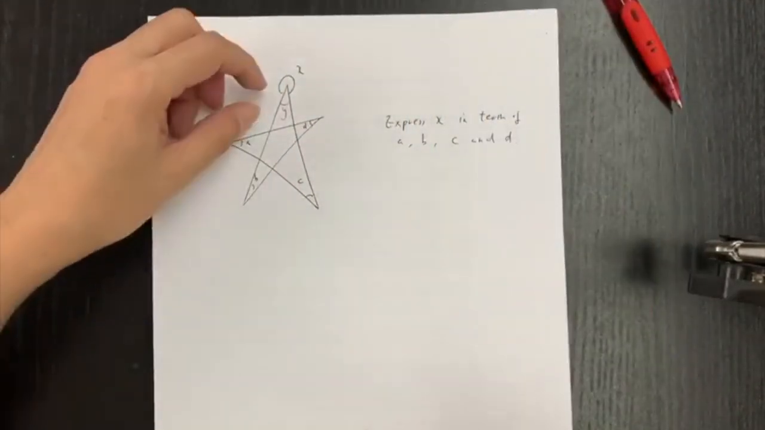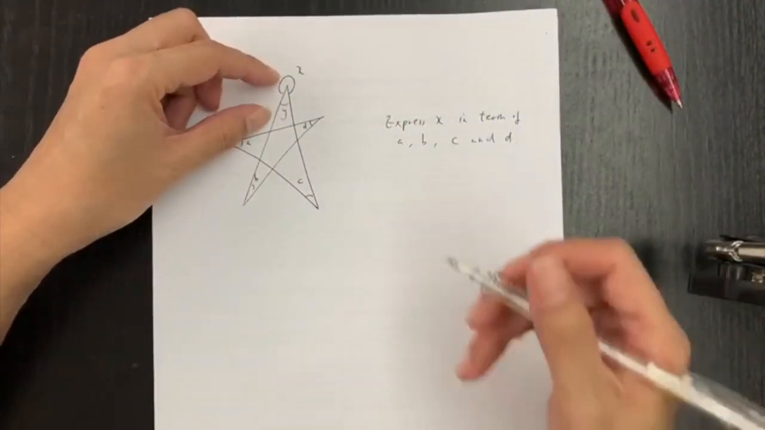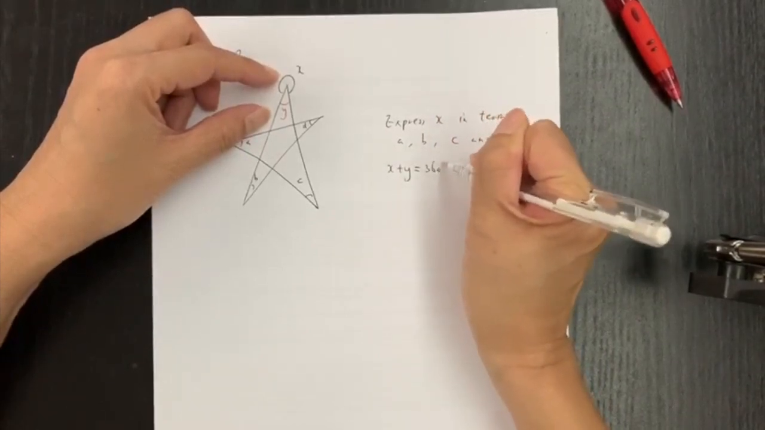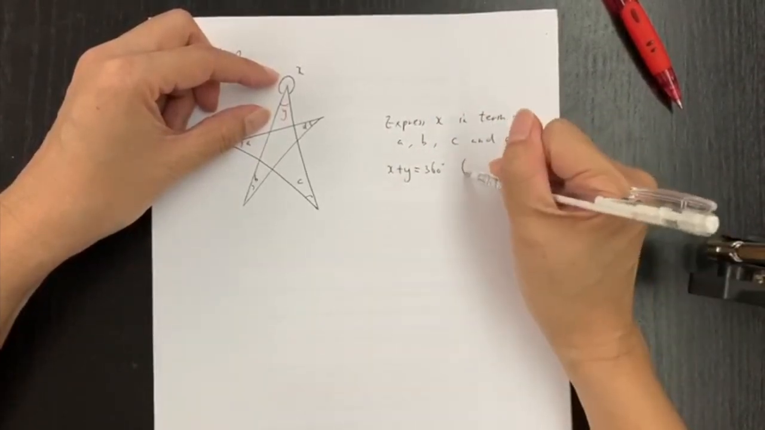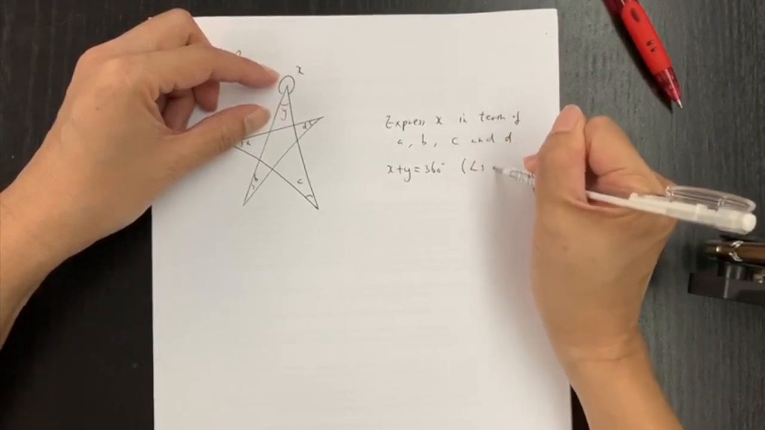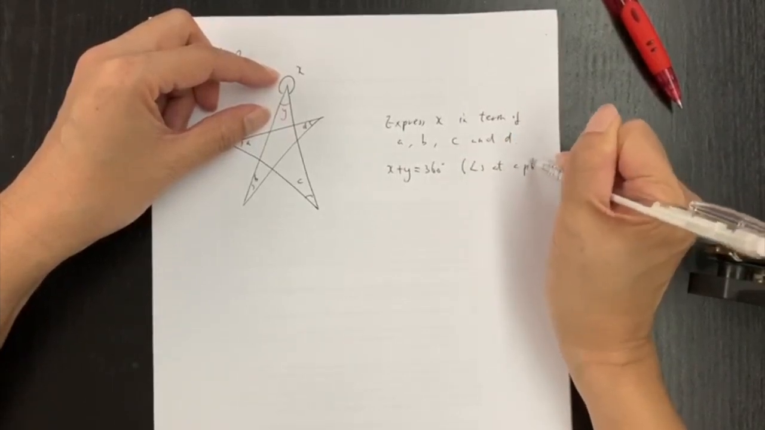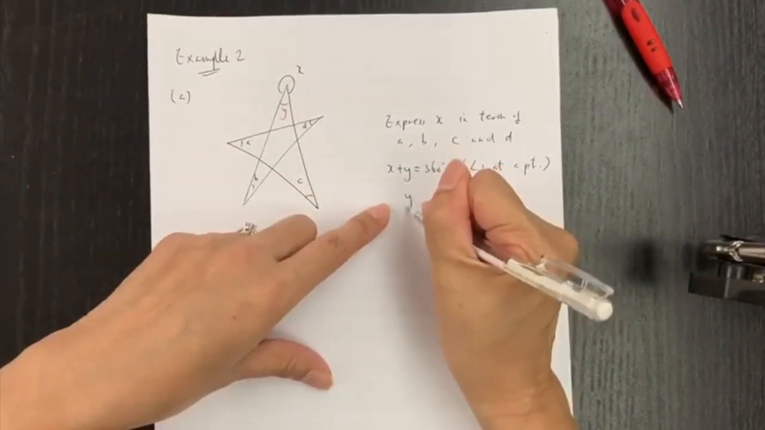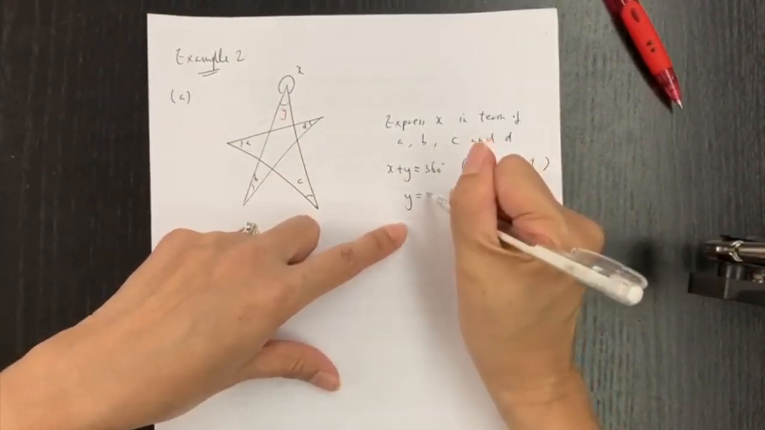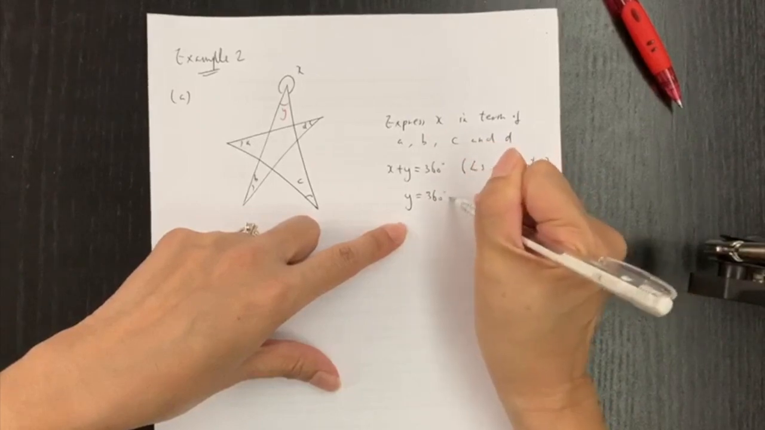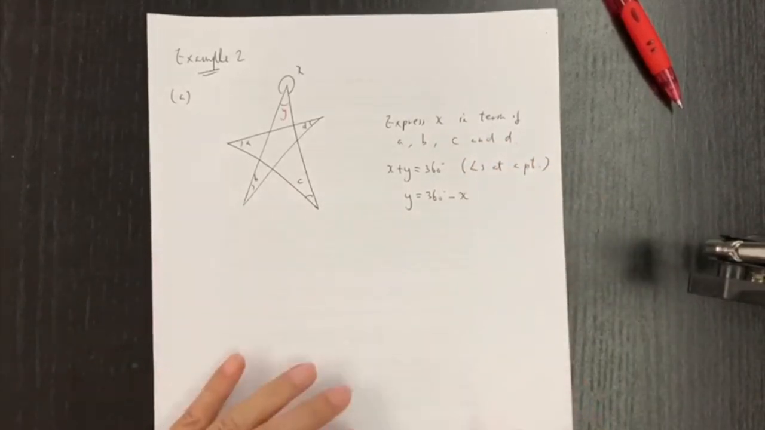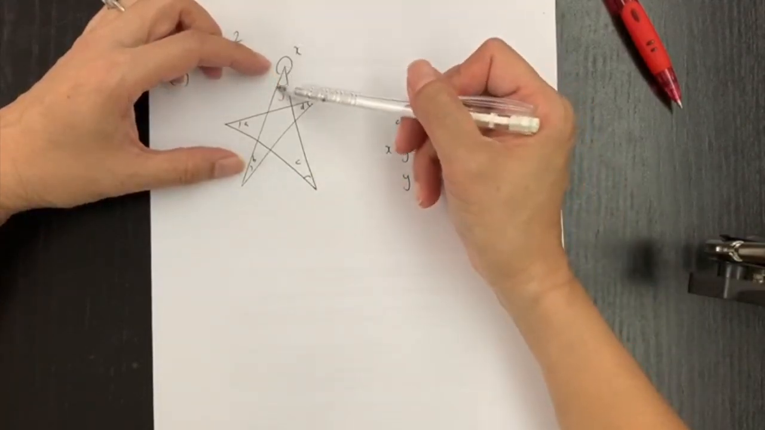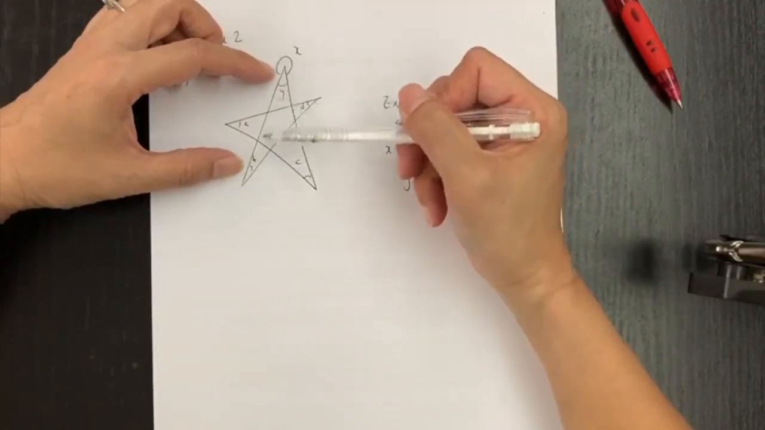Can you tell me what is the relationship between x and y here? That would be x plus y is equal to 360. The reference would be angles at a point, and then you change the subject to y. So y is equal to 360 minus x. Here we have y, and next you look at this triangle with y and b.